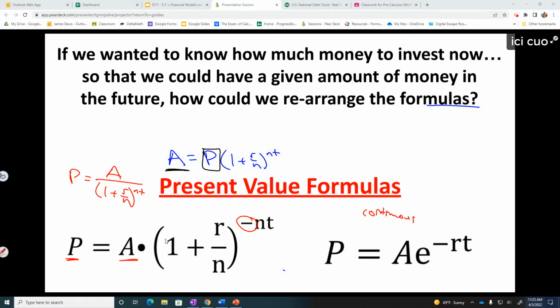And the same for the continuous formula here. It's exactly the same: we just switch the P and the A, and then you throw a negative in the exponent. Same thing as before. So that's what we're going to be working with today. It's not really any harder. Again, all you're doing is switching two numbers and putting a negative in the exponent.